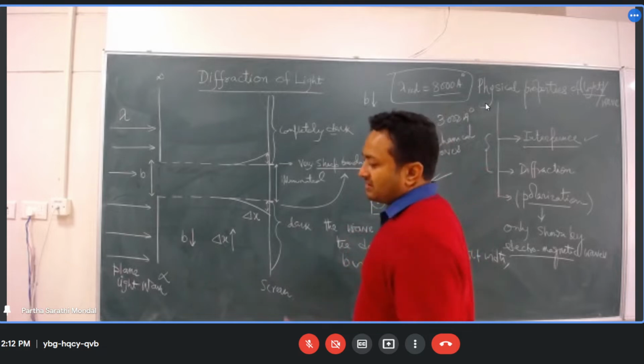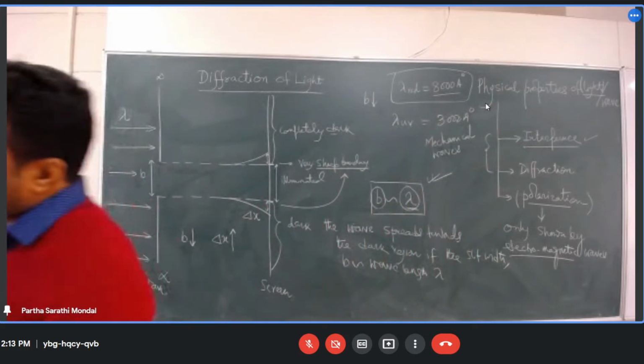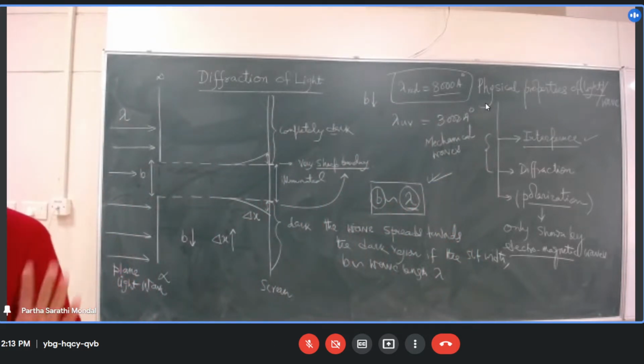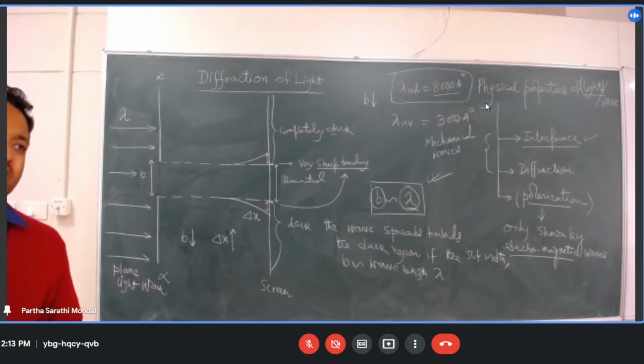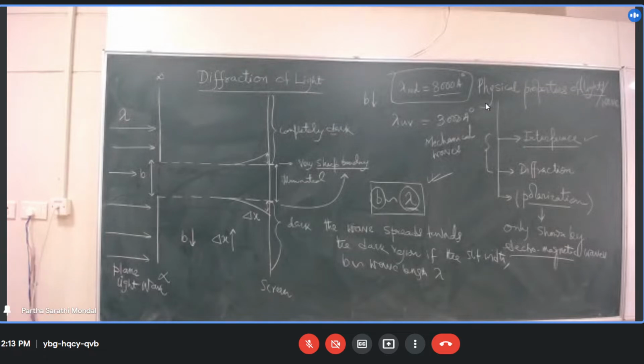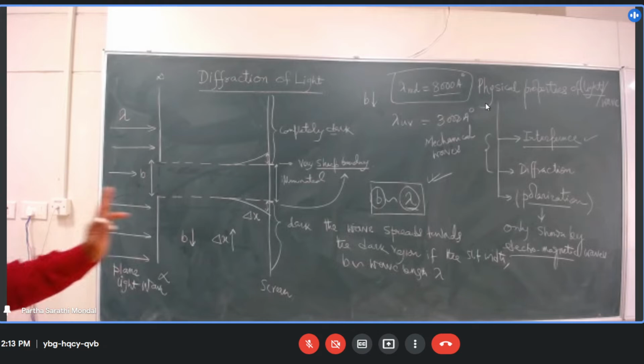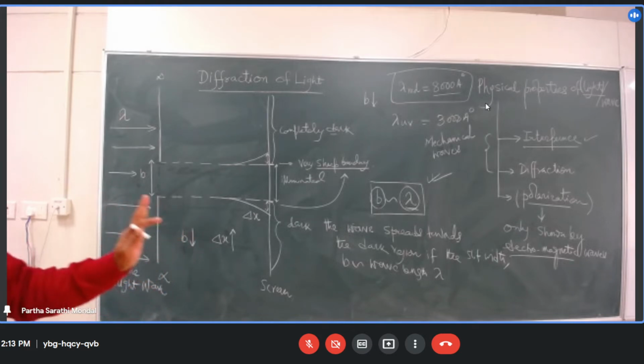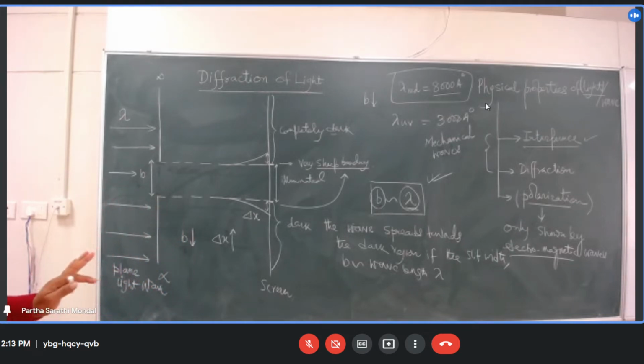So if there is some application where you need a very sharp boundary between shadow and illuminated region, such as photolithography, people mostly use UV light or blue light for lithographic applications. Red light is never used. Okay, so roughly, this is the physical phenomenon of diffraction of light.